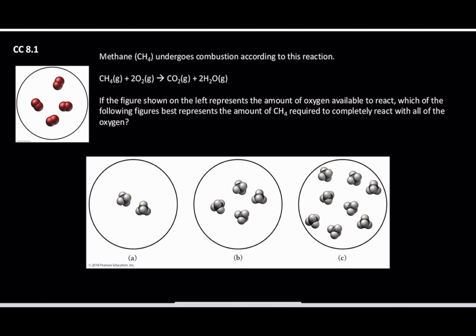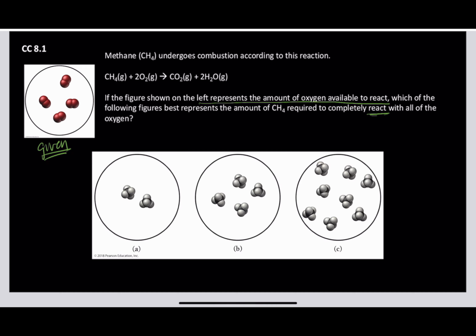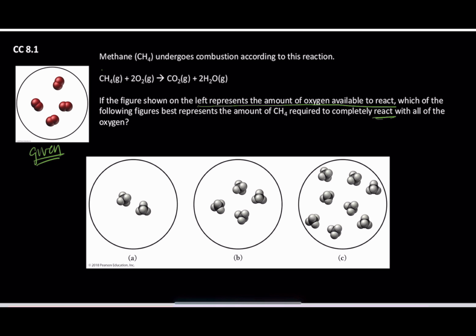So methane undergoes combustion. We've got a balanced equation. If the figure on the left represents the amount of oxygen available to react, meaning that this is our given, the thing from which we'll start, which of the following figures best represents the amount of CH4 required to completely react with all the oxygen? So this is my given, and this is our goal, right? We would like to know how much CH4 is going to react with that much O2.